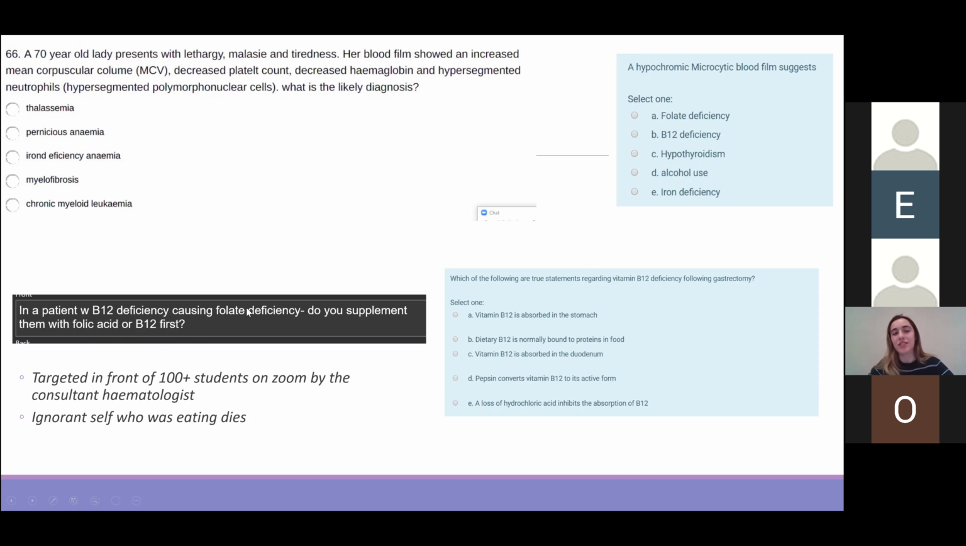So if you have this situation where you have both, the question I got was, do you supplement folic acid or B12 first? And I had a 50-50 chance of getting it right, and I got it wrong, which was great in front of everybody. So to avoid this, I'll just tell you the answer. It's B12, because if you don't do your B12 first, then you actually exacerbate the neuropathy that you get. So hopefully that's just a handy tip.